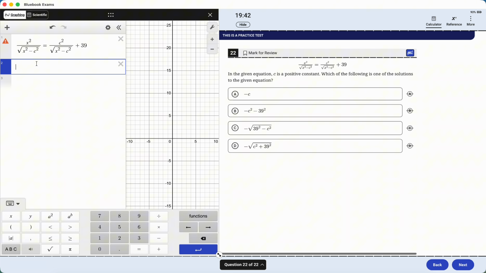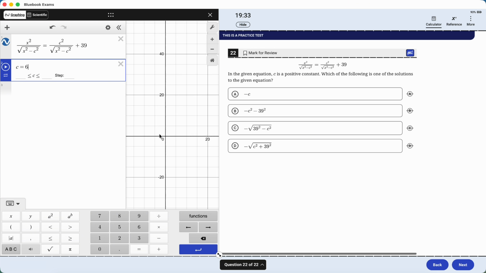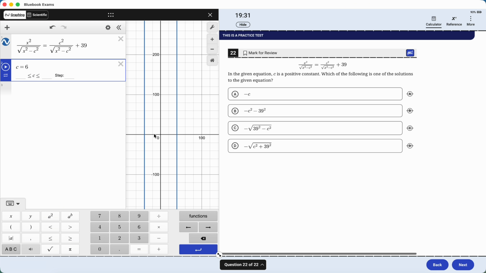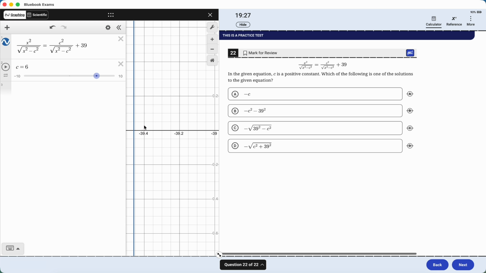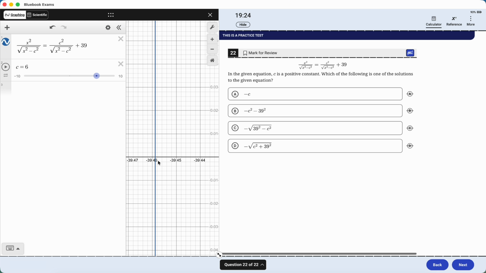So in this case, you should tell it what C is, right? Like it says C is a positive constant, which means a positive number. I can just tell it C is 6, for instance, right? And then you see, I can see my solutions. Here are my two solutions, right? So if I zoom in on it, because sometimes you can't click on it, the solution's supposed to be this, like negative 39.46, right?